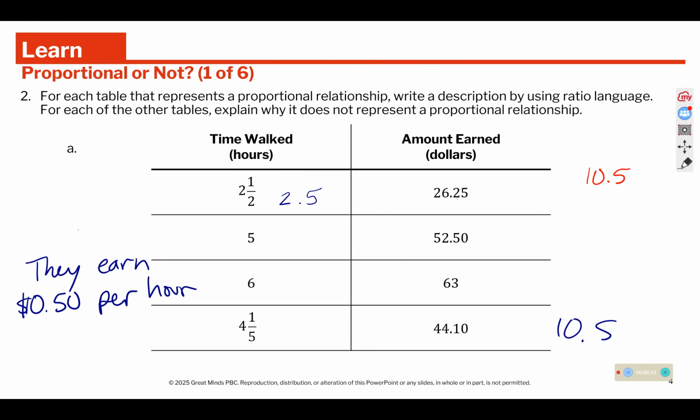You could also phrase it as for each hour, they earn $10.50, or for 1 hour worked, they earn $10.50.